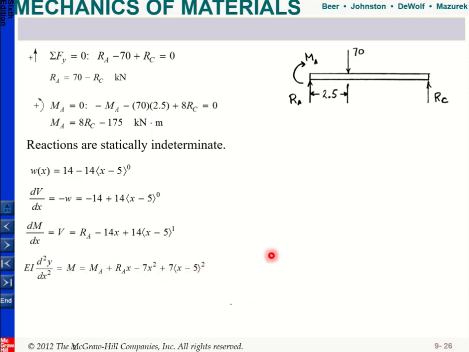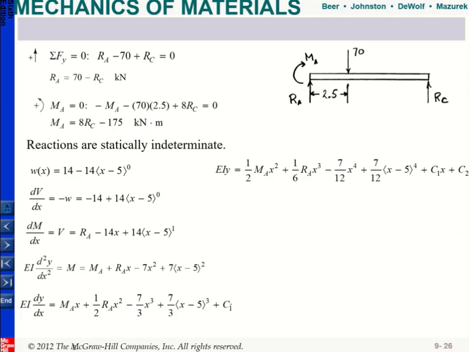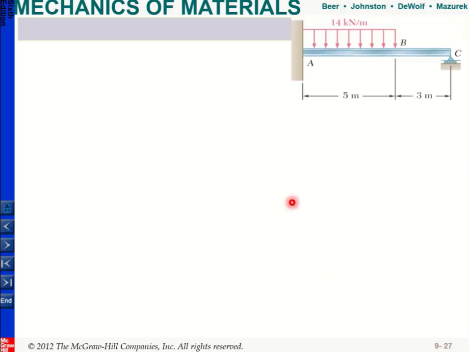And after you get this, you just need to take the integration. So you integrate once, you get the slope, and here you also get a constant. And then you integrate one more time, and you get another constant, and this is the equation for our deflection. Okay. Alright.